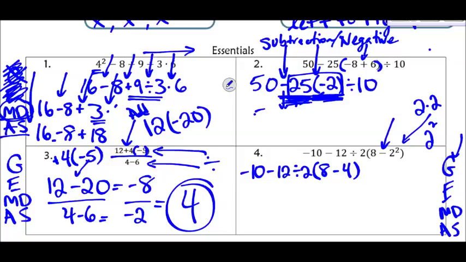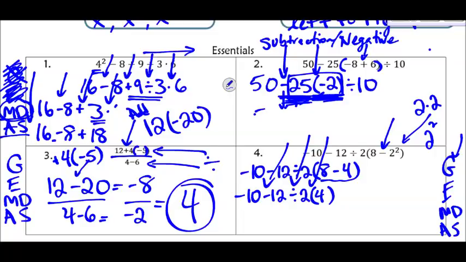An exponent is telling us how many times we're multiplying that number by itself. So I'm taking 2 and multiplying it by itself 2 times. When I finish inside the parentheses before I do anything else, negative 10 minus 12 divided by 2 times 8 minus 4 is just 4. And now I have subtraction, I have division, and I have multiplication. So subtraction has to come last. So I'm trying to decide between division and multiplication. This is when I have to work left to right.